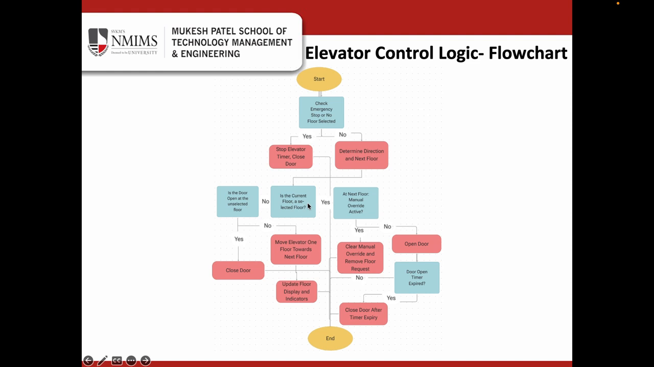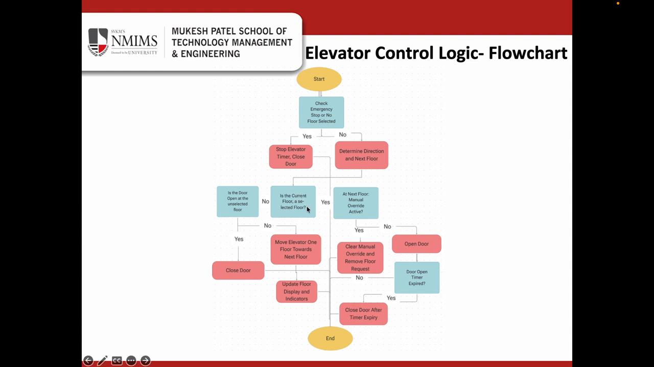After this, it checks if the current floor is a selected floor or not. If the current floor is not a selected floor, then it checks if the door at the unselected floor is open or not. If it is open, then it closes the door, and if it is not open, then it moves the elevator 1 floor towards the next floor, and then it updates the floor display on all of the floors and indicators.